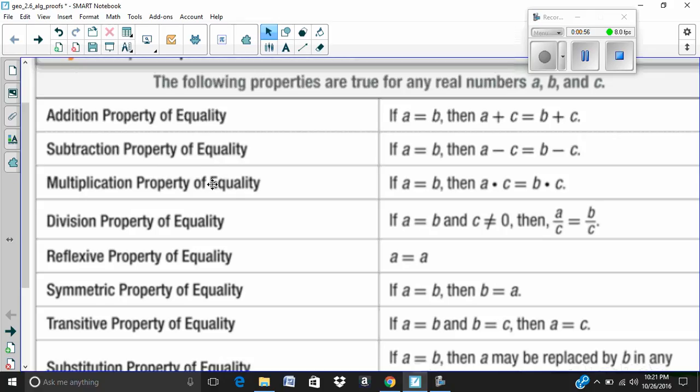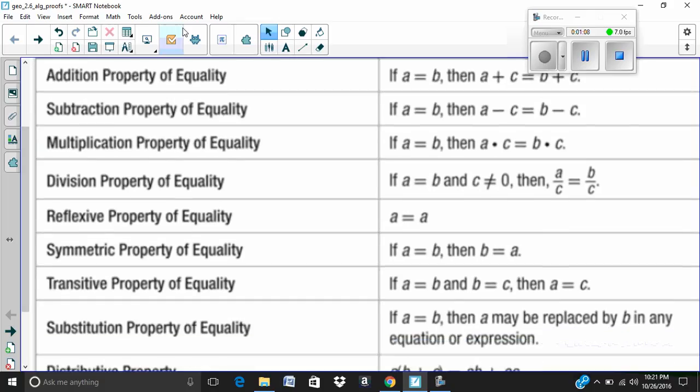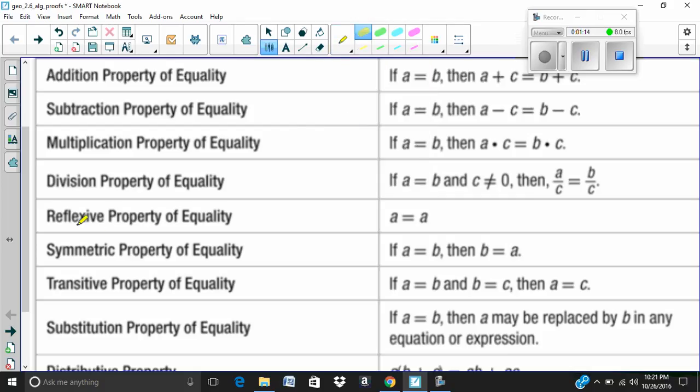Same thing, when you multiply something to one side of the equation, you've got to do that to the other. That's the multiplication property of equality. Some of those you may not be so familiar with are down here toward the bottom. Let's see if I can bring a pen here to highlight. Hello, highlighter. All right. So pretty much these right here, the reflexive property, the symmetric property, and the transitive property.